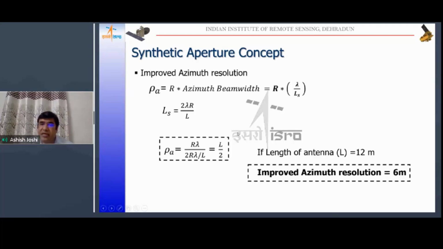This is the case of the strip mode SAR. In the strip mode SAR, the azimuth resolution is given by the formula L by 2. So in the range direction it is C by 2B, and in the azimuth direction it is L by 2, from the concept of the synthetic aperture. In the synthetic aperture, the antenna is simulated by the motion of the SAR, and the azimuth resolution is given by L by 2.